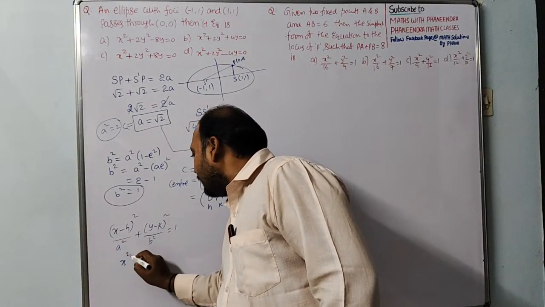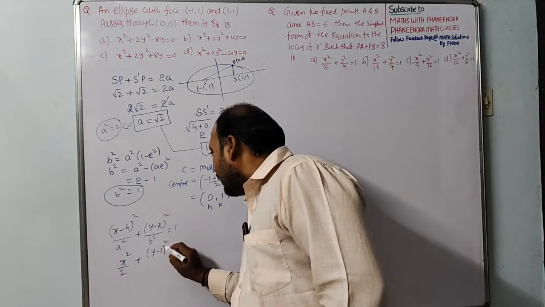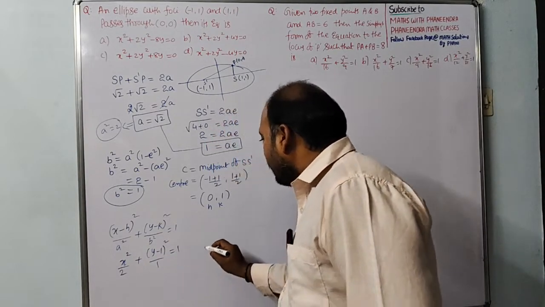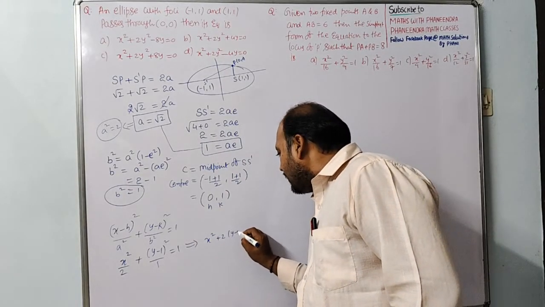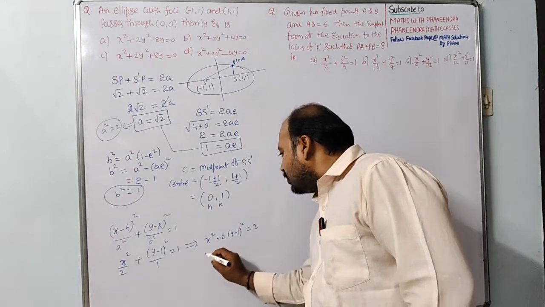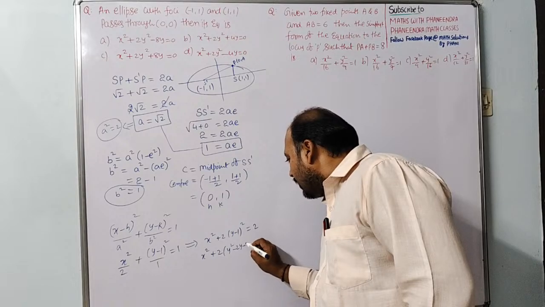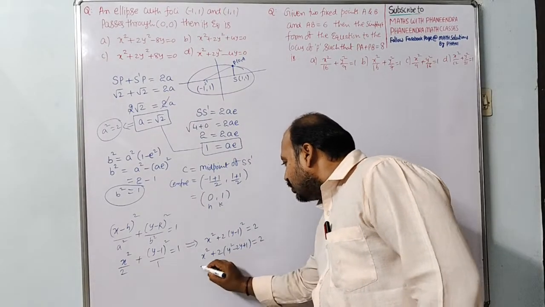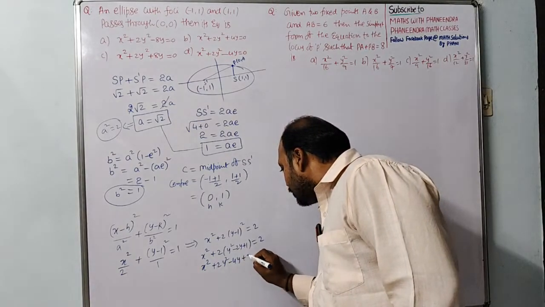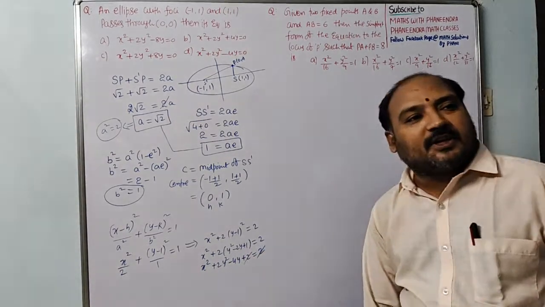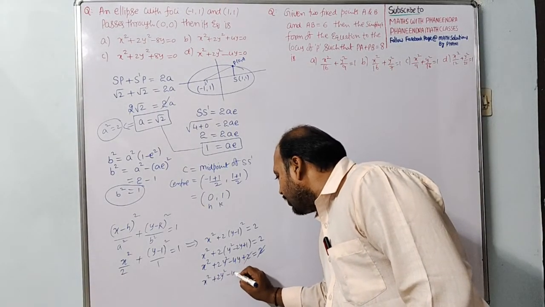So x square by a square value 2, plus (y minus 1) whole square by b square value 1, equal to 1. Now we are going to simplify. x square plus 2 into (y minus 1) whole square is equal to 2. x square plus 2 into (y square minus 2y plus 1) is equal to 2. x square plus 2y square minus 4y plus 2 equal to 2. Both sides 2 get cancelled.